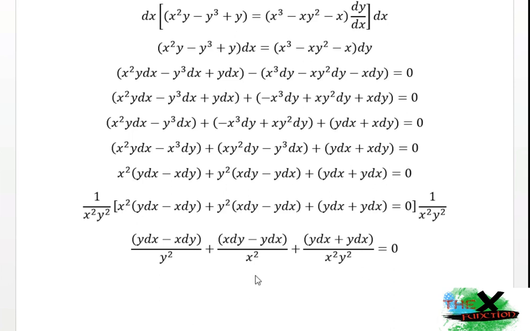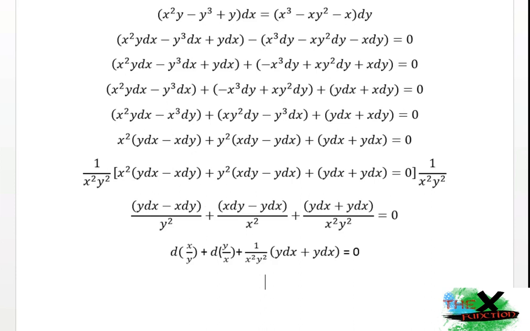Since y dx minus x dy over y squared is also equal to the derivative of x over y, and x dy minus y dx over x squared is also equal to the derivative of y over x, and factor out y dx plus x dy over x squared y squared. So we can have 1 over x squared y squared times y dx plus x dy. So we have now the derivative of x over y plus the derivative of y over x plus 1 over x squared y squared times y dx plus x dy is equal to 0.